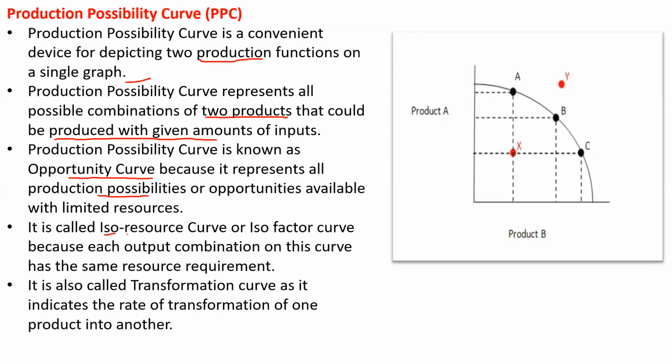It is also called as iso resource curve or iso factor curve. Iso मतलब यहाँ equal and resource मतलब input. हमारे पास जो resources जो होंगे वो constant रहेंगे, तो इसलिए इसे iso resource curve कहते हैं. Because each output combination of this curve uses same resources. It is also called as transformation curve as it indicates rate of transformation of one product into another. It is called as transformation because हम एक product को sacrifice करते हैं दूसरे product को produce करने के लिए, इसलिए इसे transformation curve भी कहते हैं.